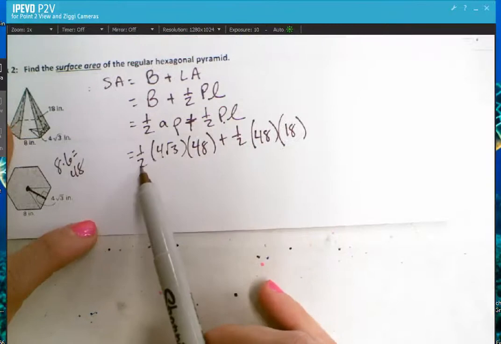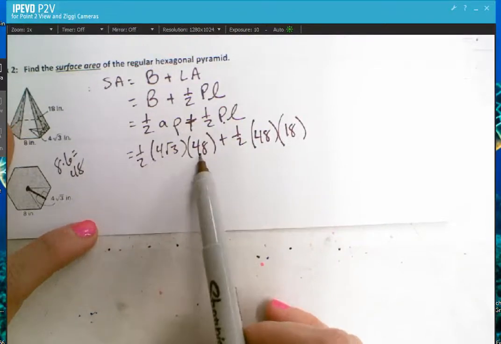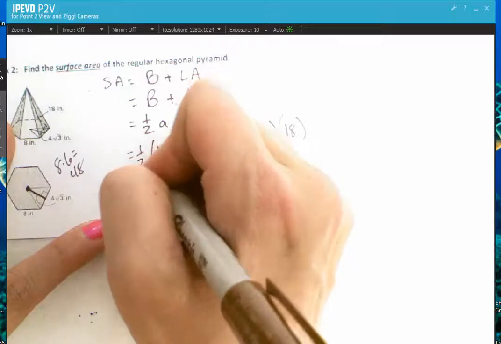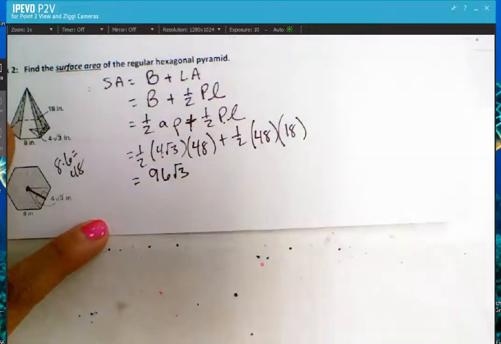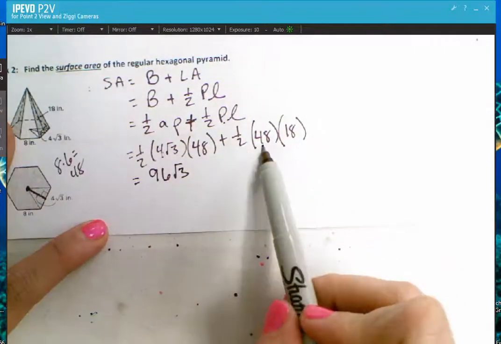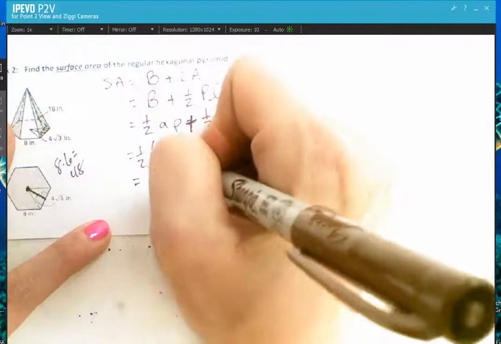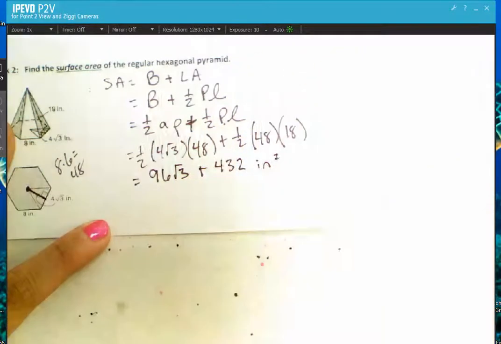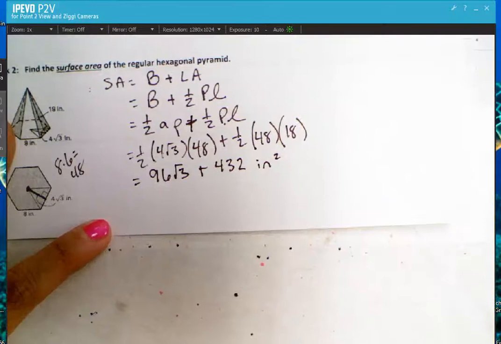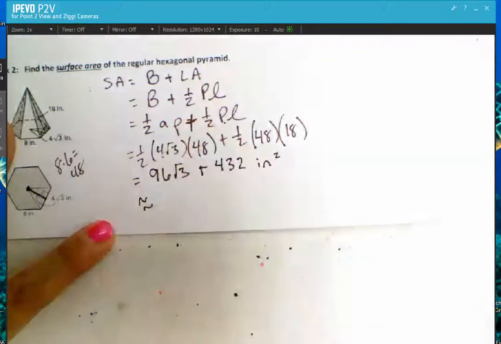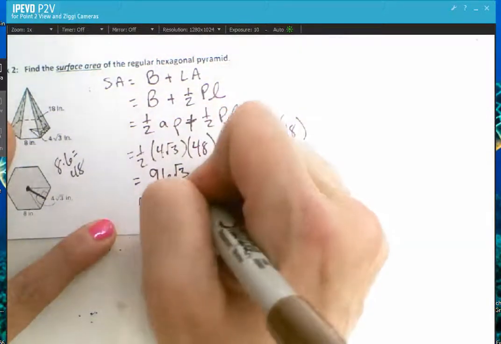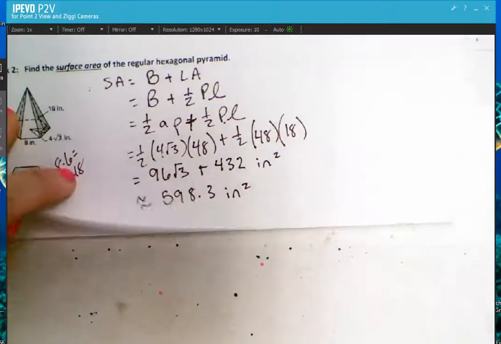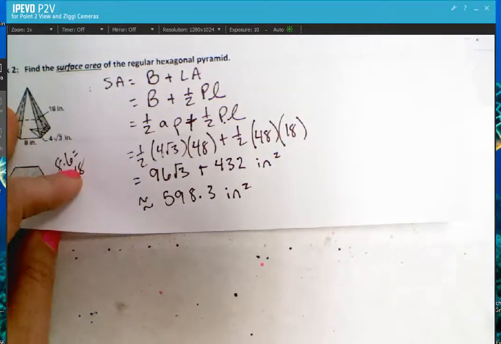So I'm going to do 1/2 times 4 times 48. That's going to give me 48 times 2, which is 96 rad 3. Half of 48 is 24, times 18, that's going to give me 432. That is an exact answer. And I put it in my calculator and get approximately 598.3 inches squared.